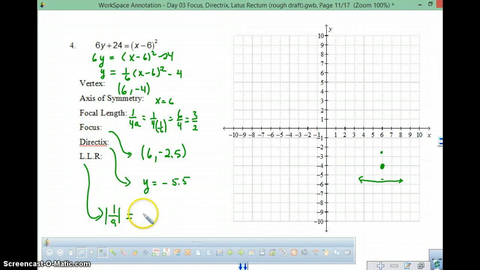A is 1/6, so this becomes 6. So I go up here to the focus, go 3 over on one side, 3 over on the other side. That makes 6 altogether. Now I can sketch my parabola pretty easily. Right there.